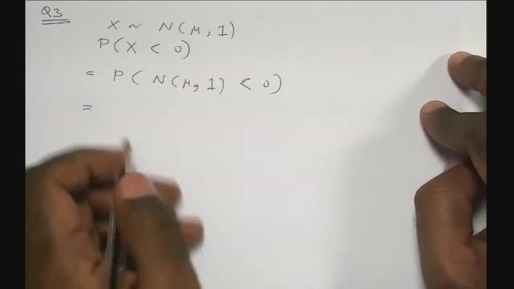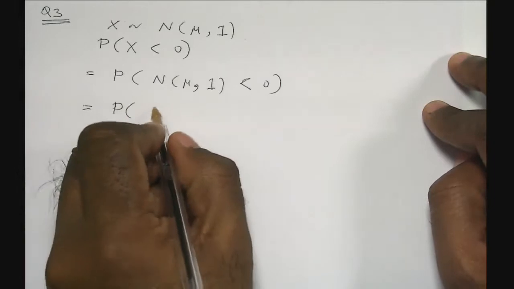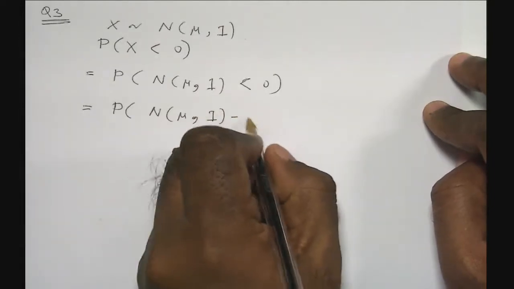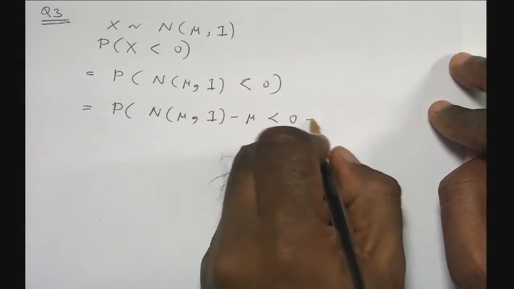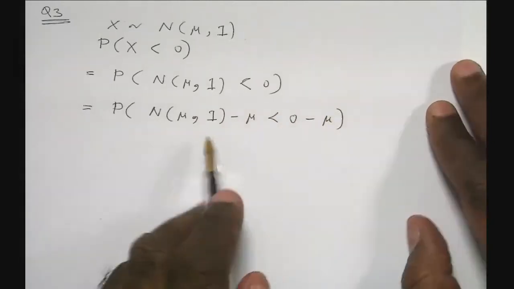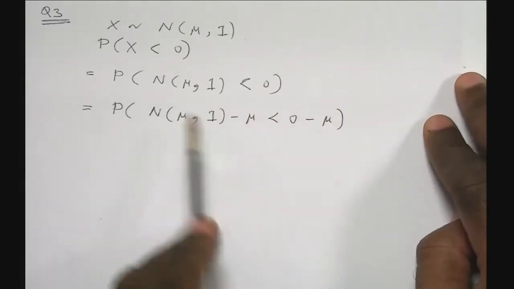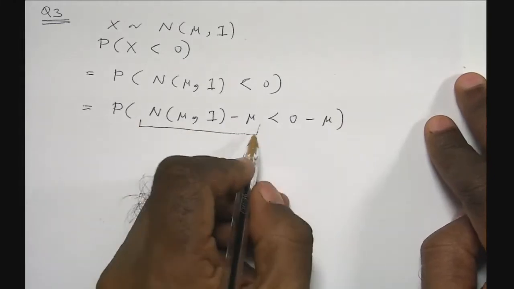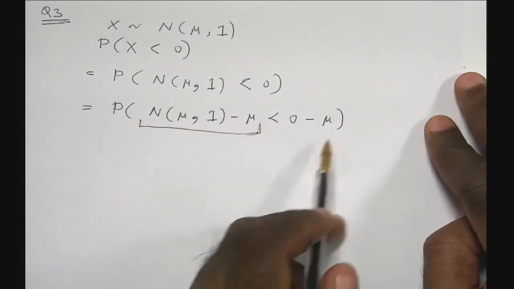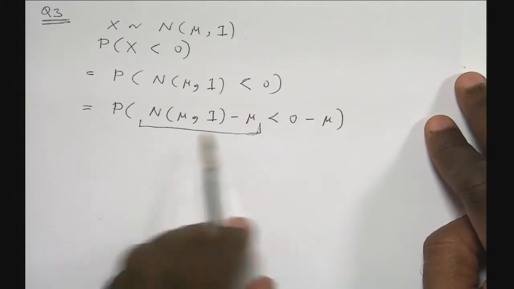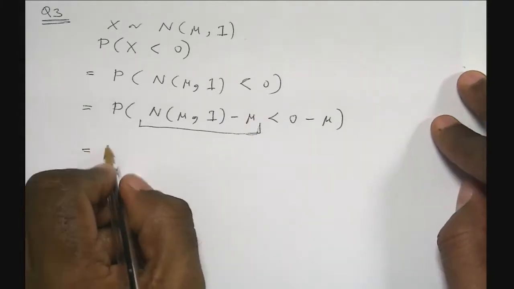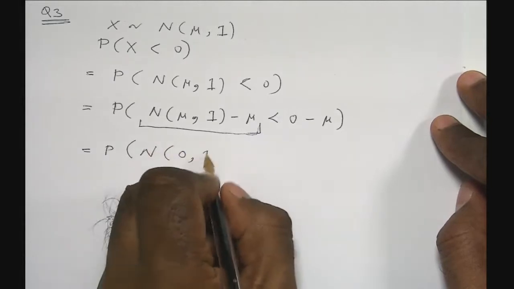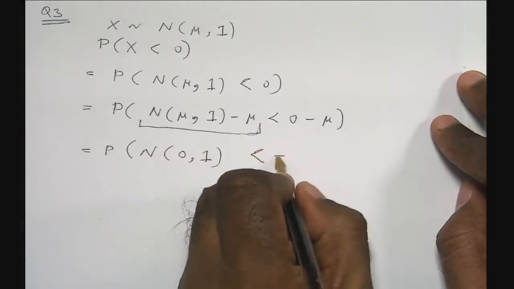To do this, you use the standard trick. The standard method is... guys, what have I done here, guys? What have I done here? I have subtracted mu on the left hand side and the same on the right hand side. Now, this is what is known as standardization, guys. This will become the standard normal variable less than minus mu.